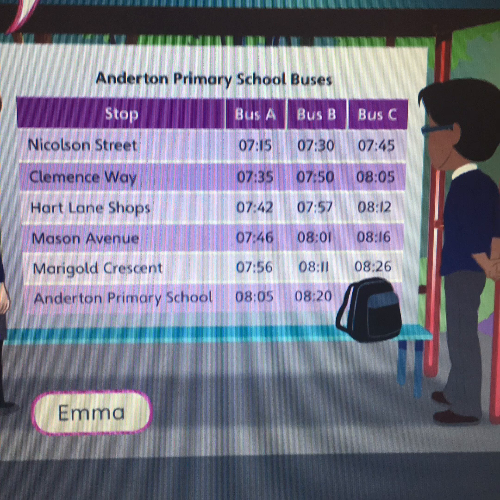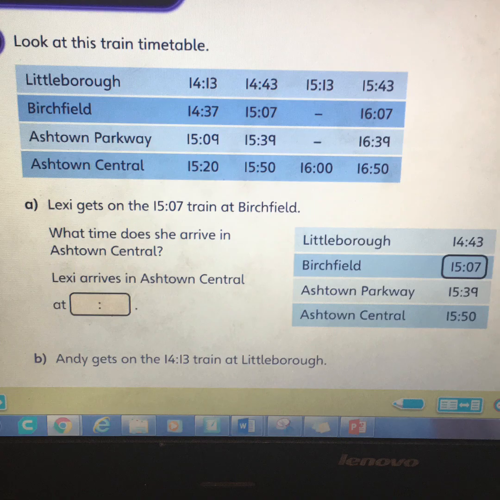So all I need to do is I need to add 9 minutes to bus C's Marigold Crescent time, which is 8:26. 26 add 9 would be 35, so it would be 8:35. Okay, you could use any of the bits of information about the other buses to work this out. It doesn't matter which way you do it.